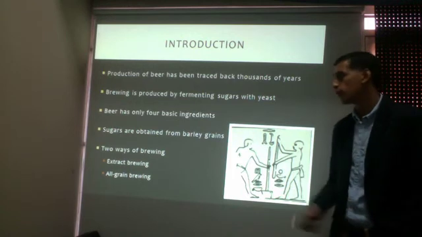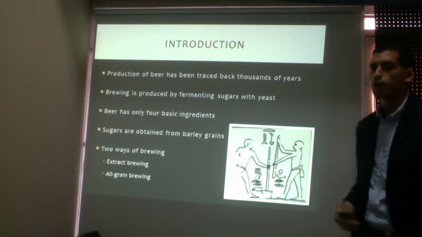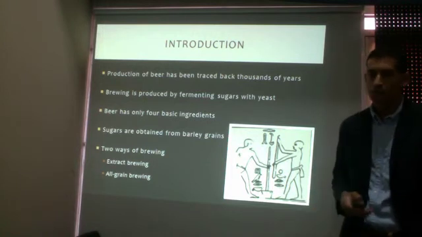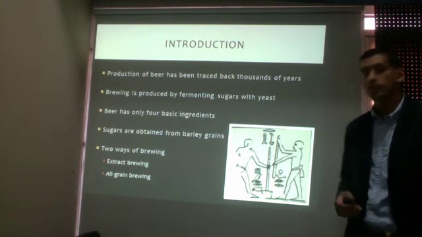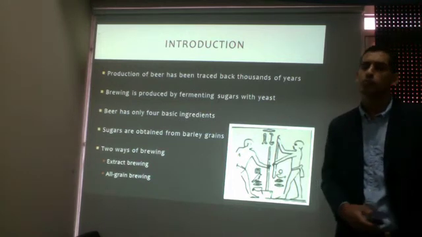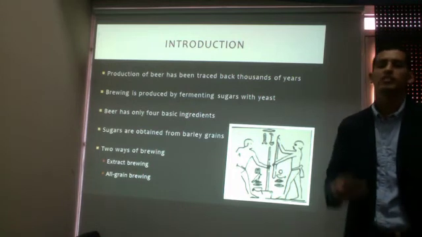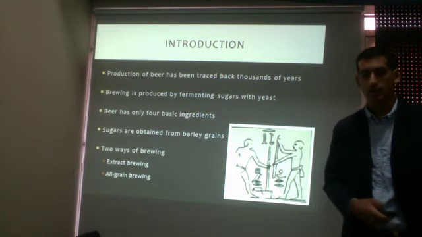It is composed of four basic ingredients. The first ingredient is water, and it comprises about 90 to 95% of the beer, depending on the style. The second ingredient is malt barley, which provides the starch that is transformed into sugars. It gives the beverage its color, sweet flavor, and body.